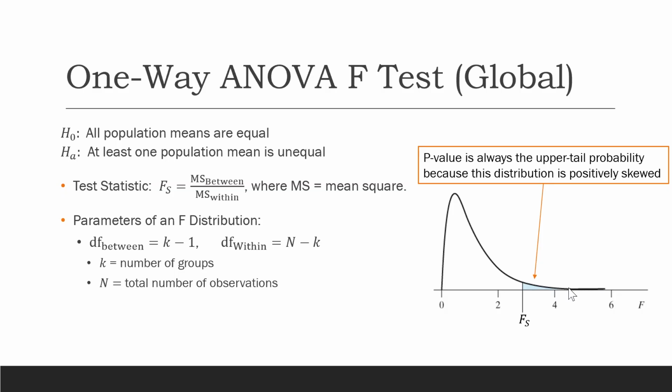All right. Now, because we don't have directionality here, we don't have to specify anything about our alternative to make JASP give us the appropriate p-value. It is automatically always going to give us the appropriate p-value.